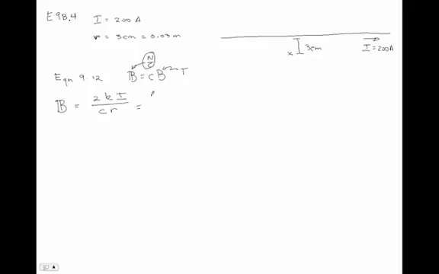Okay, so we have a 2 multiplied by K, which is 9 times 10 to the 9 Newton meter squared per coulomb squared, times our current, which is 200 amps, and we're dividing by the speed of light, 3 times 10 to the 8th meters per second. You want to memorize that one if you haven't already. And then dividing by R, which is our separation from the wire, 0.03 meters.